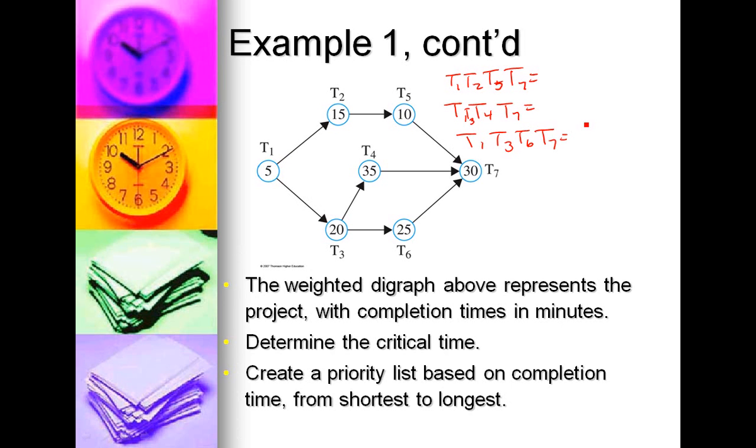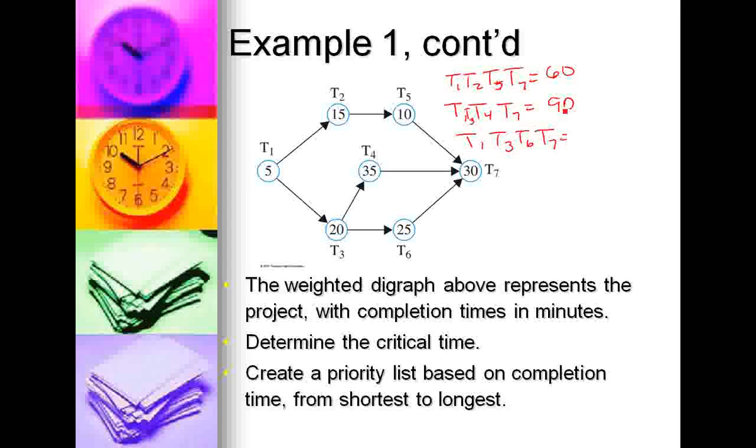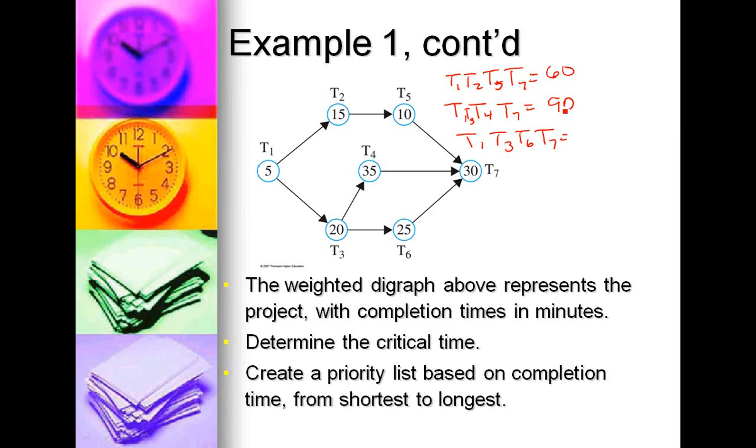So 5 plus 15 plus 10 plus 30. This one is 60. 5 plus 20 plus 35 plus 30 is 90. 5 plus 20 plus 25 plus 30 is 80. So those are our 3 maximal paths. This is our critical path, and this is our critical time, which is the shortest possible completion time.